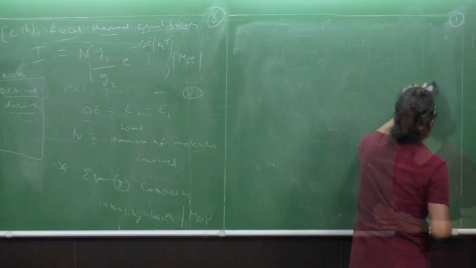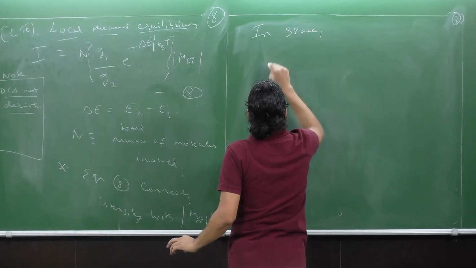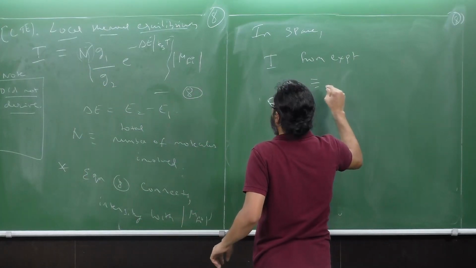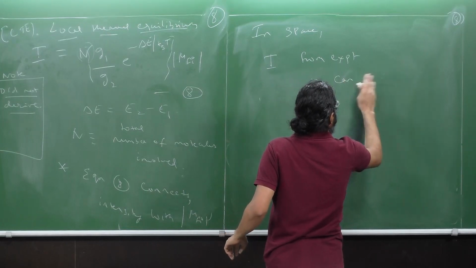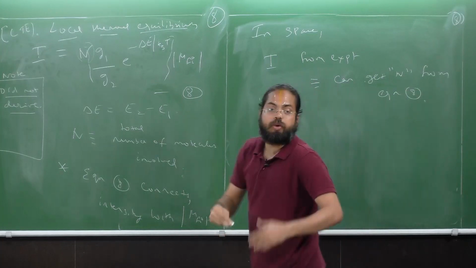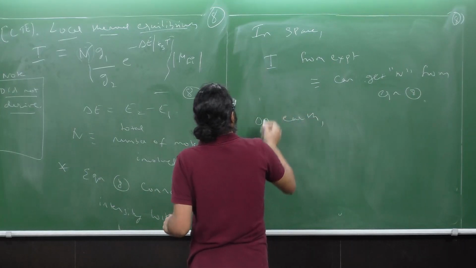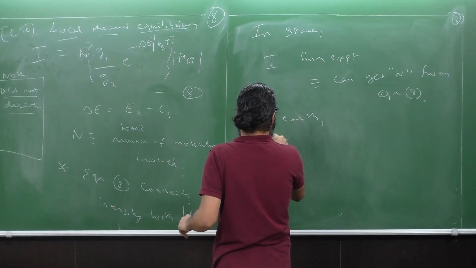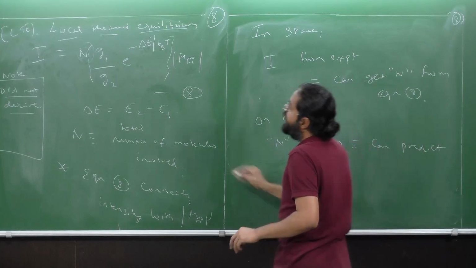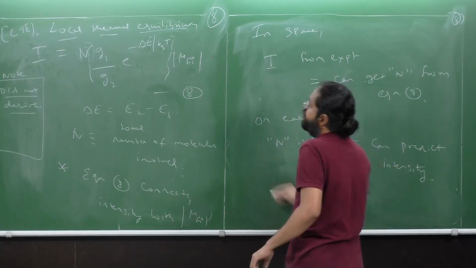This equation, that is equation 8, is used in multiple ways. In space, you get I from experiment and can get N from equation 8. But on Earth, when you actually record the spectrum of a sample, N is known, so you can predict the intensity of any signal based on this equation.